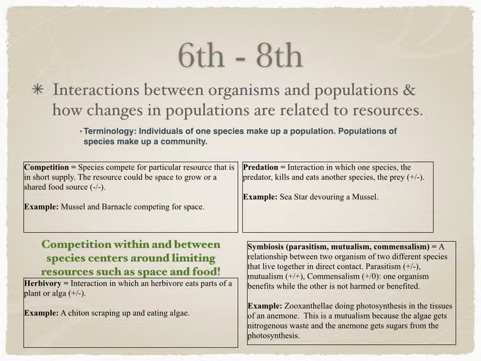An example of this are zooxanthellae living in the tissues of an anemone. Have you ever wondered why a giant green anemone was so green? Well, it's the zooxanthellae that are actually doing photosynthesis to make sugars, or their food. This is an example of a mutualism because the algae gets nitrogenous waste and the anemone gets sugars from the photosynthesis.